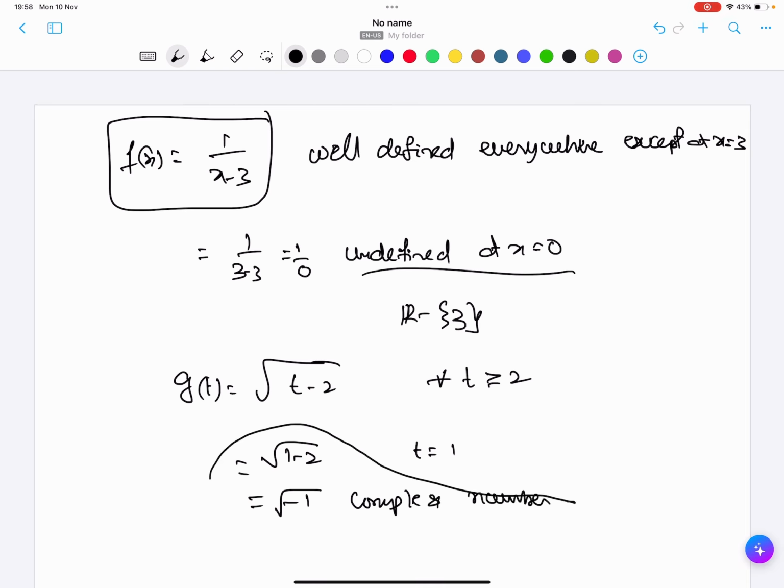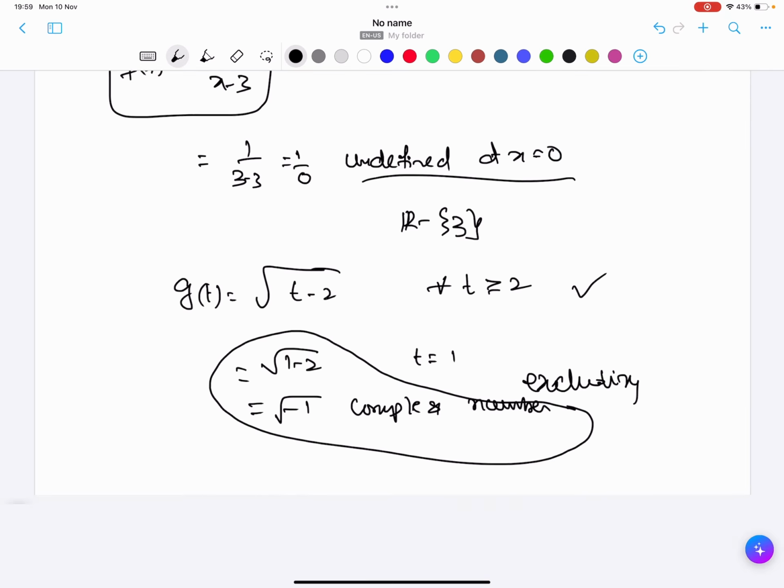So, we are generally excluding it. Our main focus is only real domains. Therefore, the domain is what can give you a proper number that is also part of the real numbers. So, both domain and codomain, we are restricting ourselves to the real numbers only. That is why we define it in this way, that t must be greater than or equal to 2 to validate that data.